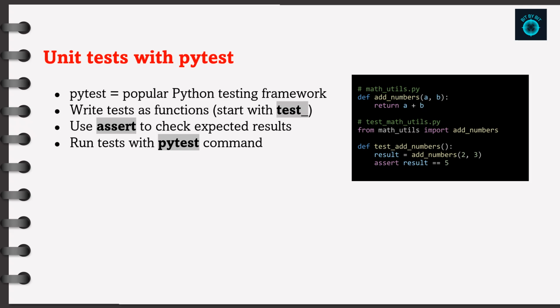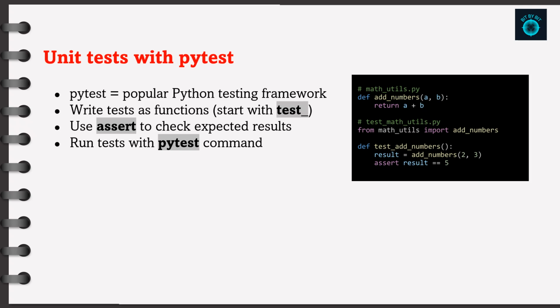With pytest, we write tests as regular Python functions. Each test function must start with the word test_. Inside a test, we run some code and then use the assert keyword to check if the result matches what we expect. For example, if we have a function that adds two numbers, we can test that calling it with 2 and 3 returns 5. If the result is not correct, pytest will show us a clear failure message.